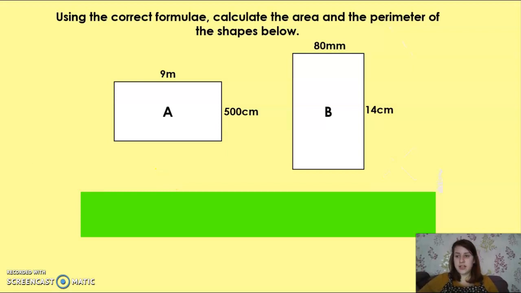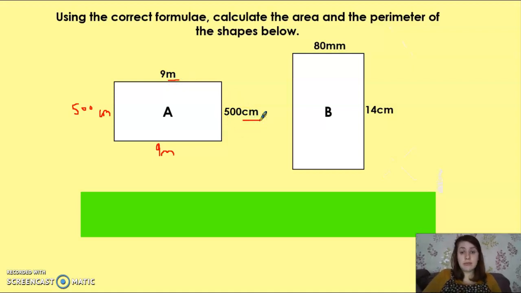Okay, let's have a look at shape number A, letter A. So if it's a rectangle, then we know that this is 9 meters also, and this is 500 centimeters also. Now, however, we've got a little problem here because we've got meters and we've got centimeters. So we've got two different units of measurement.